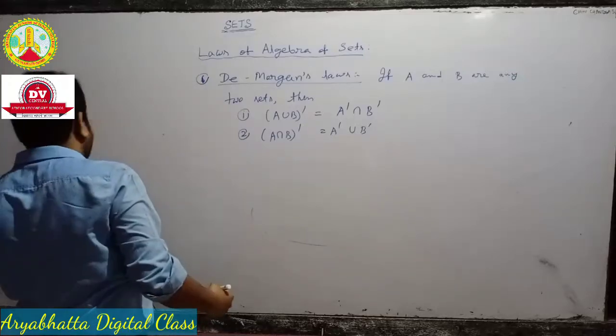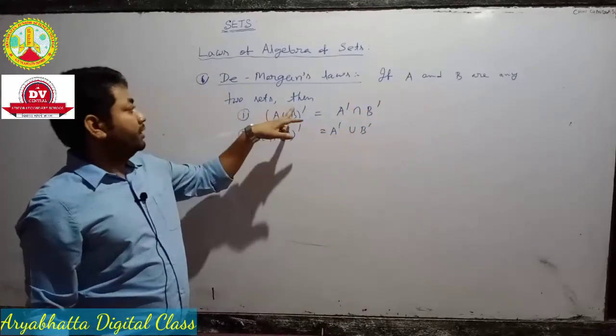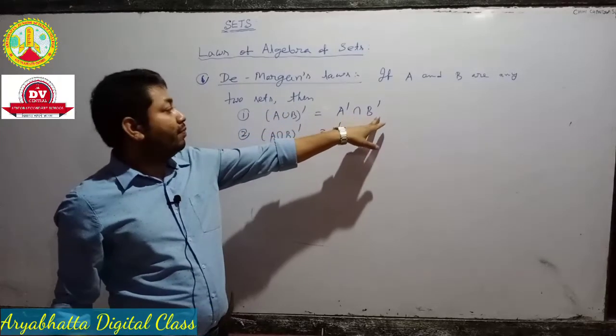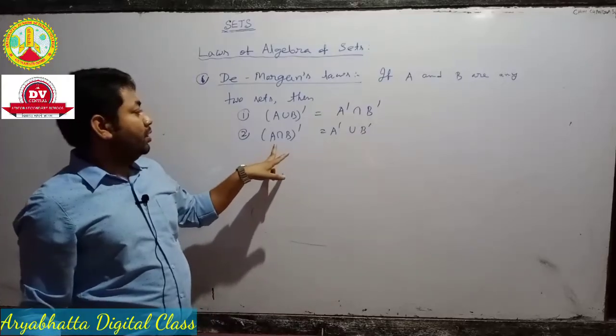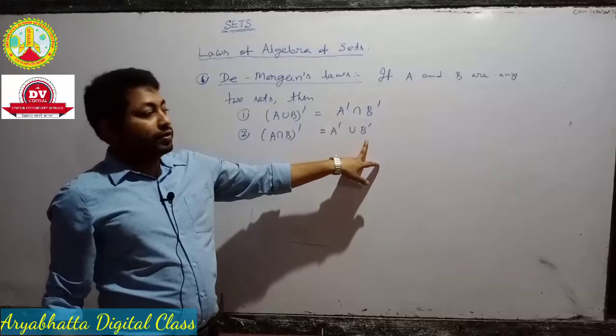Remember these points, most important. De Morgan's law: if A and B are any two sets, then complement of (A union B) is equal to complement of A intersection complement of B. Next, number 2, complement of (A intersection B) is equal to complement of A union complement of B.